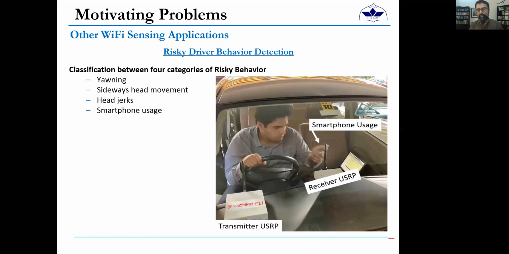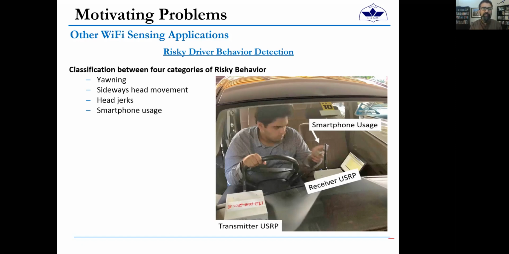This again is another project which is once again using Wi-Fi to try to detect whether you are using your phone while driving a car. And if you have phones on you, it has Wi-Fi signals, it can actually detect whether you're yawning. So we were able to detect a person there. Is he feeling sleepy? Is he using a smartphone? Is he moving his head a lot? And all of that we were able to detect with Wi-Fi.